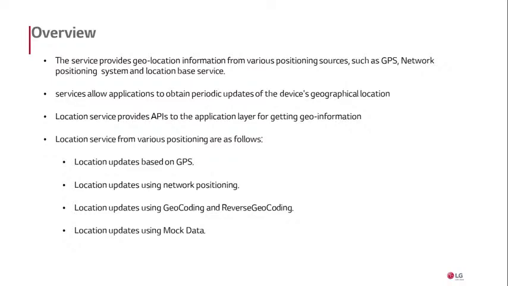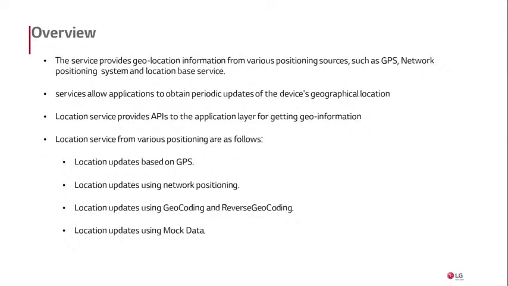Overview. The service provides the geolocation information from various positioning sources such as GPS, network positioning system, and the location-based service. So, the location service allows the application to obtain periodic updates of the device's geographical location. Location service provides APIs to the application layer for getting the geo information.